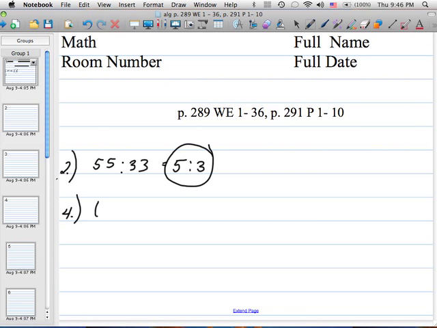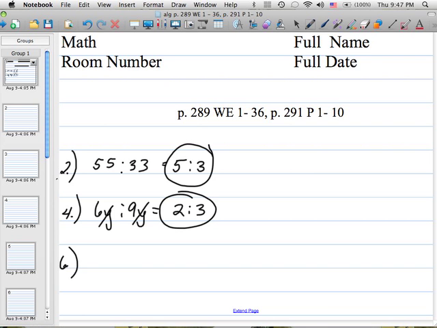Number 4 is 6y to 9y. We can divide out the y's and then we can also divide 6 and 9 by 3. So 3 goes into 6, 2, and 3 goes into 9, 3. So our ratio is 2 to 3 because the y's canceled out.